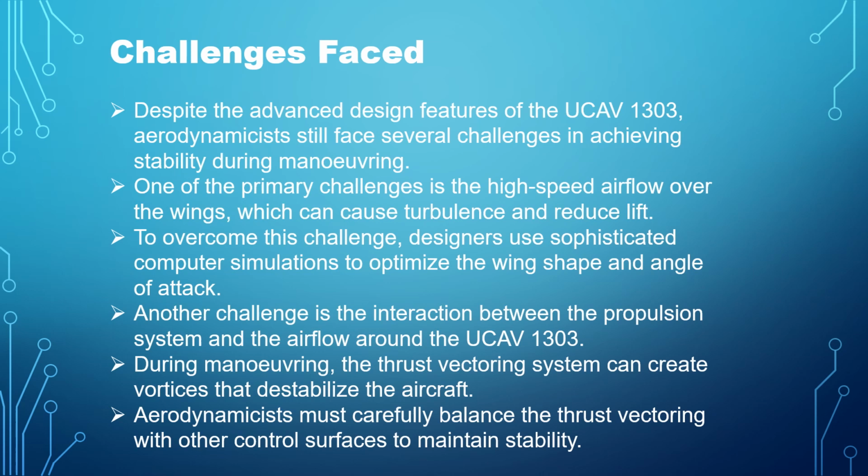And during maneuvering, the thrust vectoring system can create vortices that destabilize the aircraft. Due to the vortices, the aircraft will be destabilized. The aerodynamics must carefully balance the thrust vectoring with other control surfaces to maintain the stability of the aircraft.